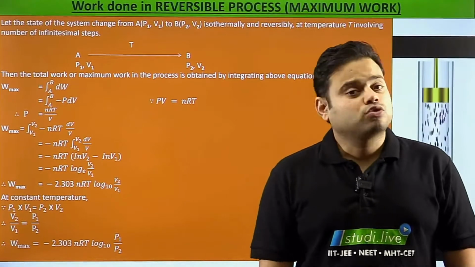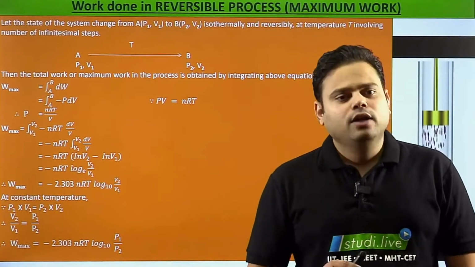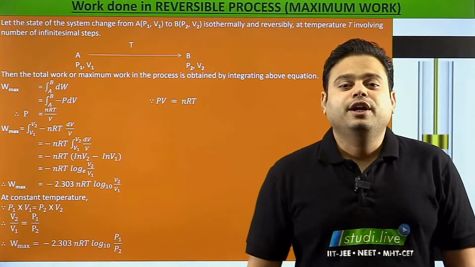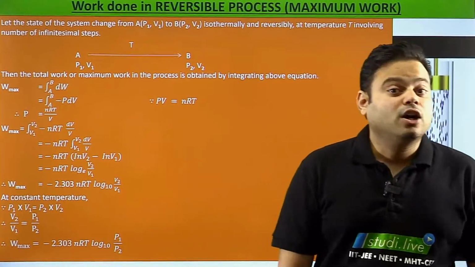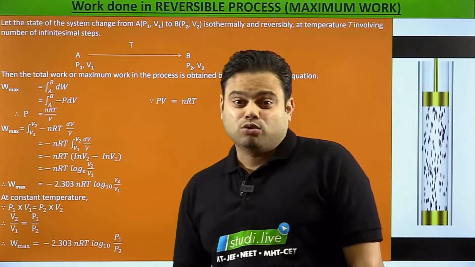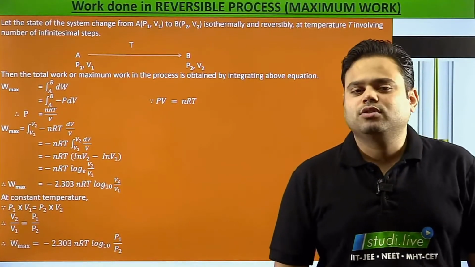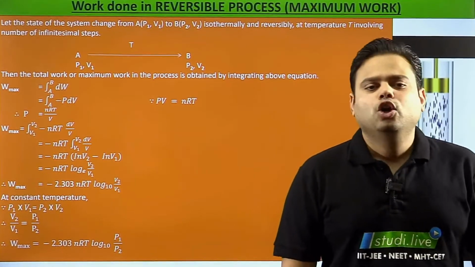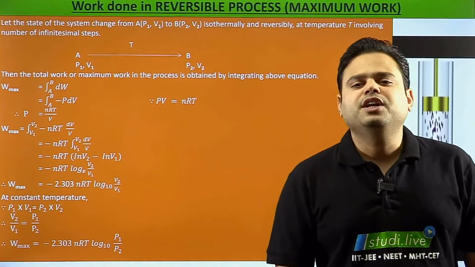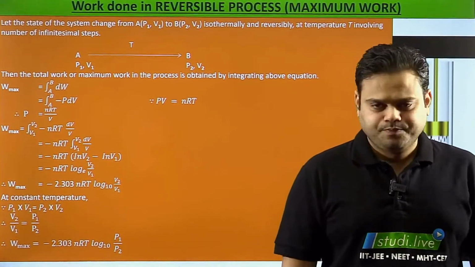But log e को solve करना practically possible नहीं है, so we convert it, okay, into the base of 10 by taking a constant factor 2.303. Our equation becomes minus 2.303 nRT log to the base 10 of V2 by V1.